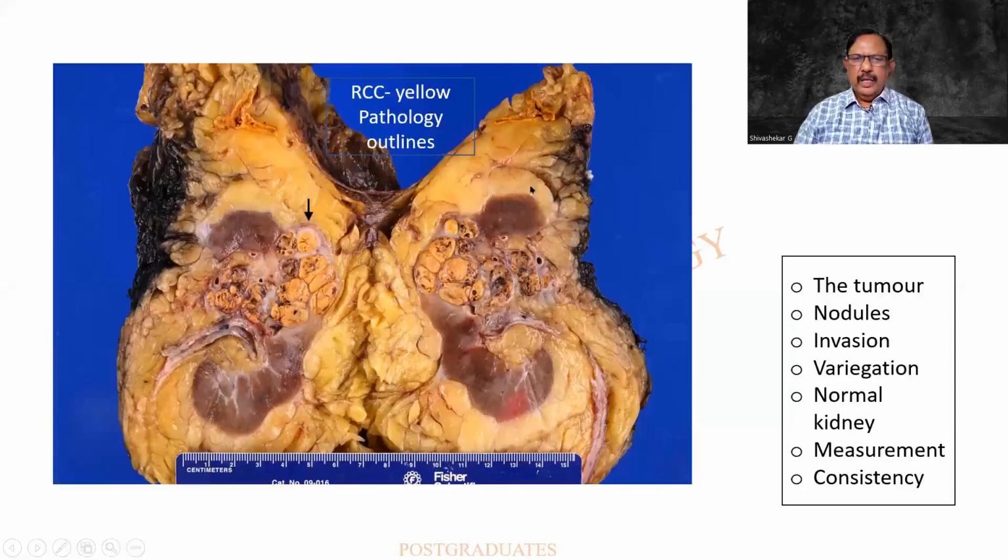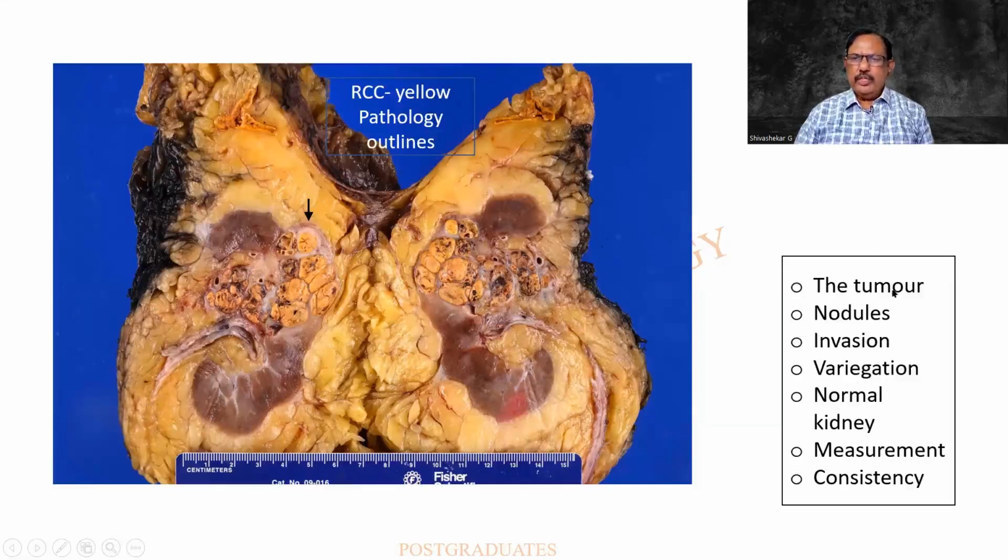Look at this particular one. The tumor is well circumscribed over here, and the rest of the kidney appears almost free of it. But then there are multiple nodules, areas of hemorrhage and necrosis, yellowish areas also, and some of it is bulging above the cut surface. Renal cell carcinoma is yellow in color in this region. Otherwise, it can be red because of hemorrhage, black because of necrosis. Thanks to Pathology Outlines for this superb picture.